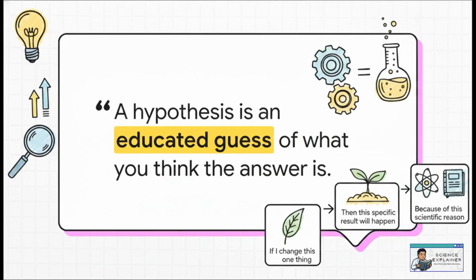And to make it perfectly testable, we use a very specific formula. Ready? It goes, if I change this one thing, then this specific result will happen because of this scientific reason. This formula tells the reader exactly what you believe will happen in your investigation.